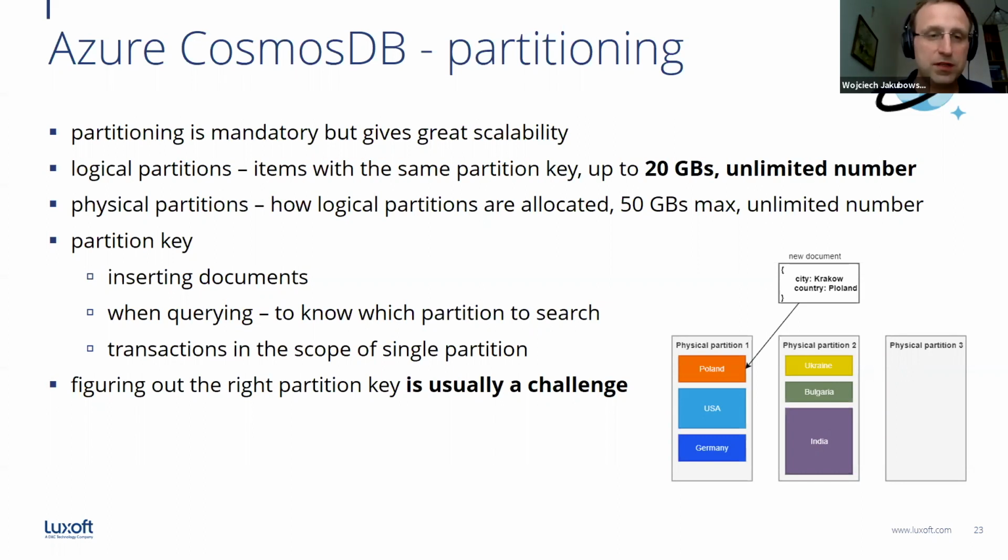Really, partitioning is the key aspect here in CosmosDB. And to be honest, figuring out the right partitioning strategy and partitioning key is usually a challenge, because you need to consider multiple aspects. You need to have some insights into how your data is organized, what is the number of specific documents that have specific property values, so you can estimate the number of partitions and their size. That's a tough, I would say, tough exercise.